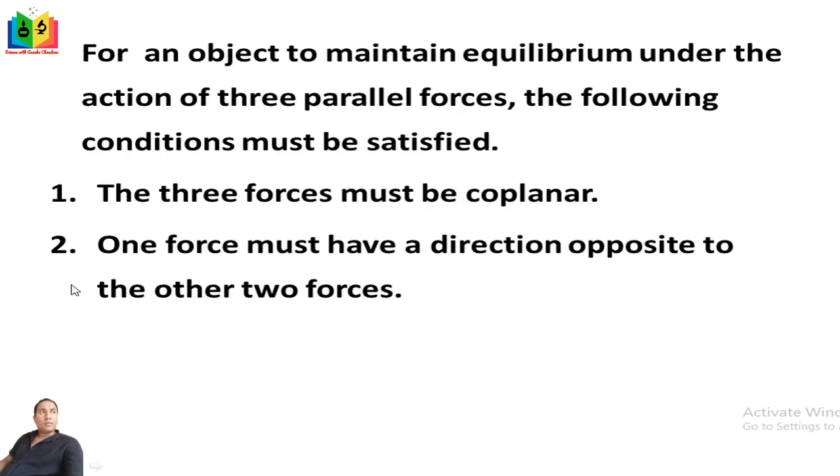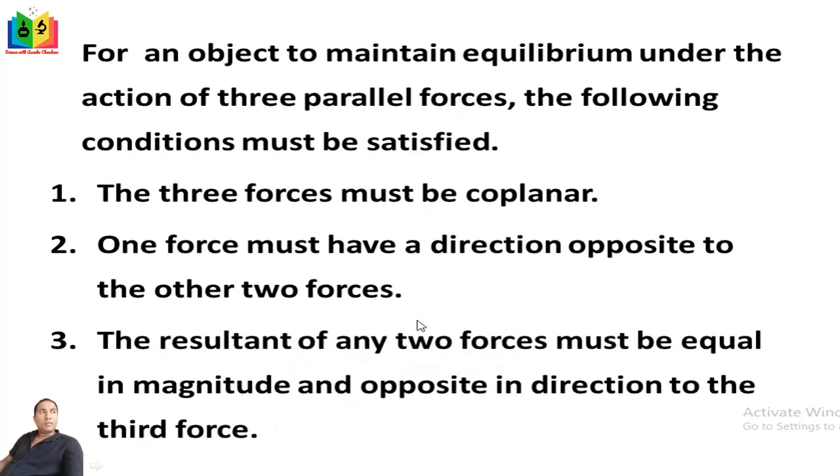The second condition is that one force must have a direction opposite to the other two forces. Now when we consider the picture we have seen previously, the weight acts downward and F1 and F2 act upward. It means the weight acts in the downward direction, and the other forces act upward. So, one force must have a direction opposite to the other two forces.